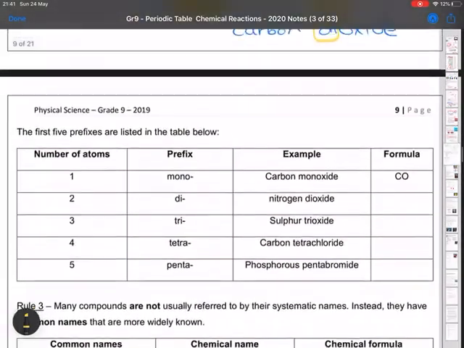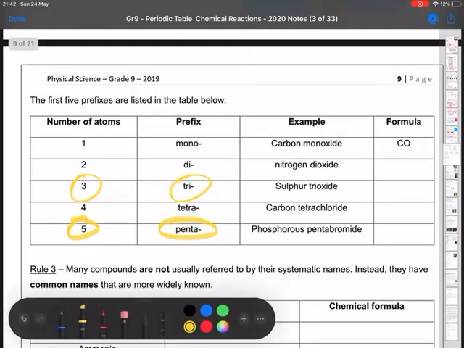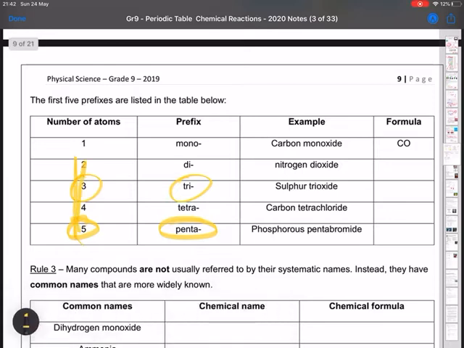Okay, so there are some prefixes that you need to know. Number of atoms, 1, 2, 3, 4, 5. The prefixes go mono, di, tri, like a tricycle has got 3 wheels. Tetra, a creature with 4 legs, like a cat or a dog, you can say is a tetrapod because it's got 4 legs. And like the Pentagon in America, or a pentagon shape, has got 5 sides. And these prefixes you do need to know. Another one that I would add is hexa, which is 6.